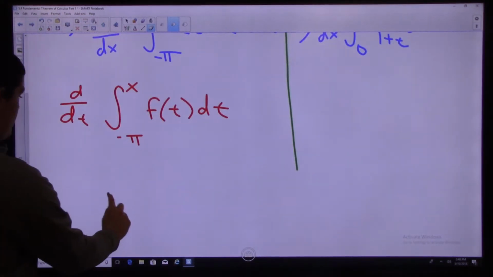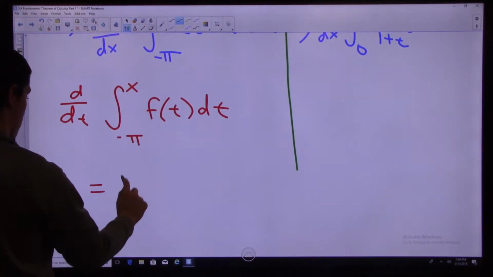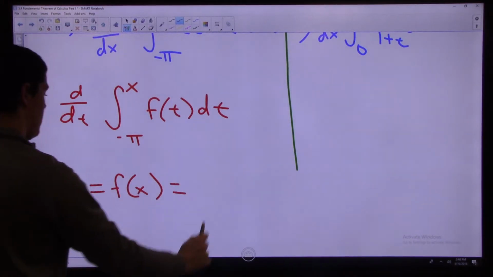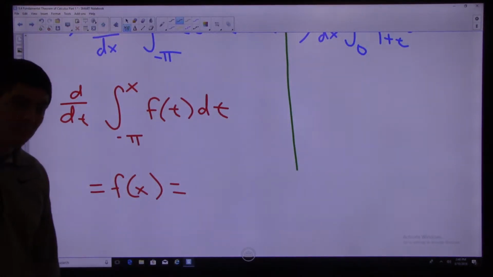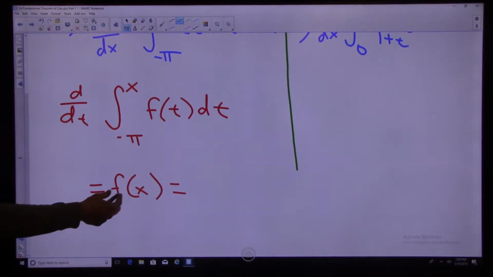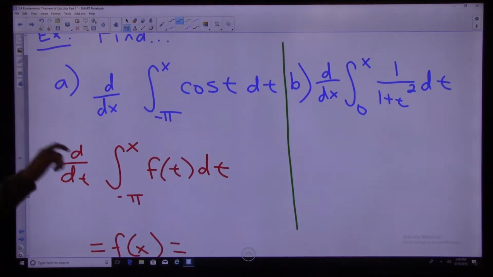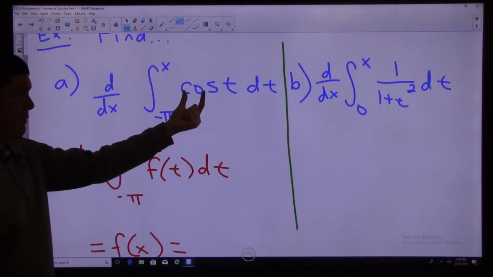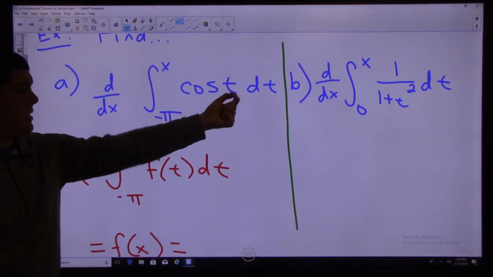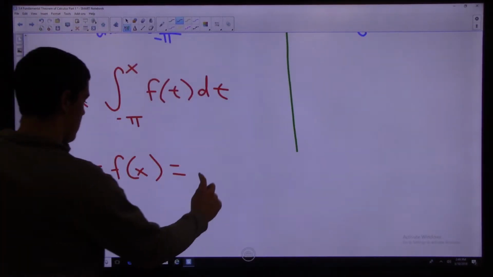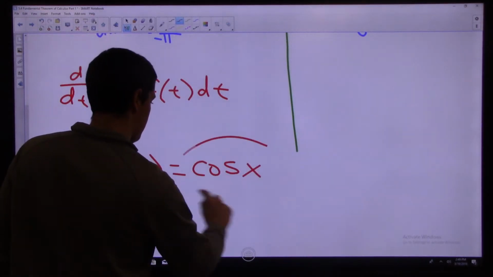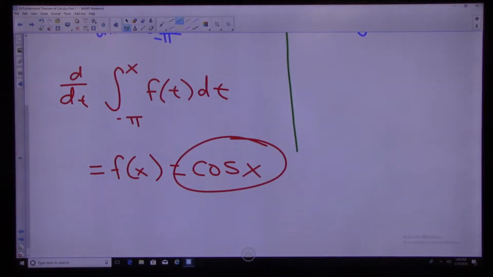So I can rewrite this as f of x. Right? Isn't that the same thing? Isn't that just applying the fundamental theorem of calculus exactly? Okay. So if that's f of x, guys, well, f of x just means I can take that function. If this was f of t, it's cosine of t dt, then f of x would be cosine of x. That's our answer. So basically we can just replace the t with x, and that's all there is to it.